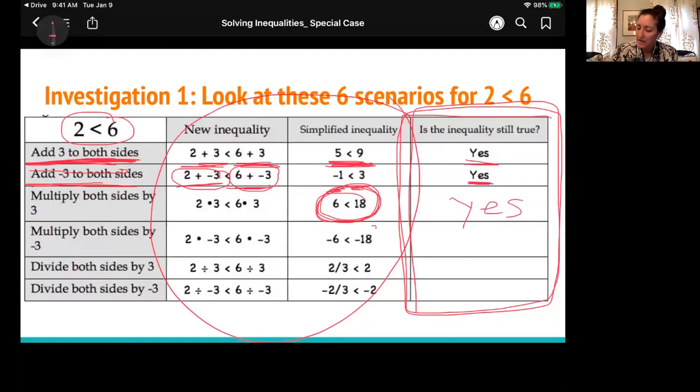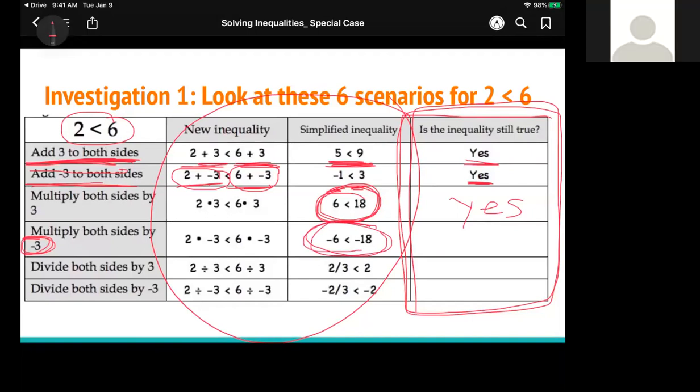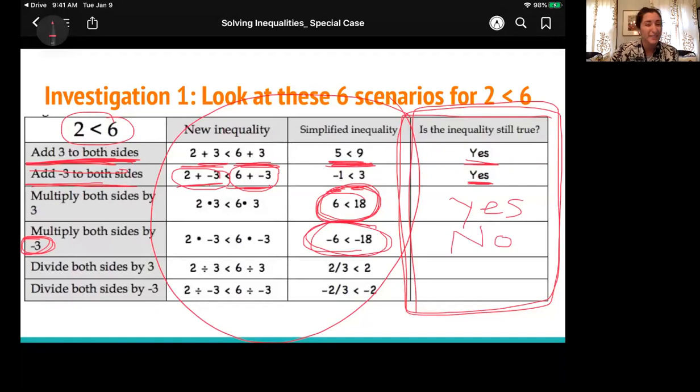And then we have negative 6. On the next one, we multiplied both sides by negative 3. We've got negative 6 is less than negative 18. Is that true? No. Negative 6 is not less than negative 18.